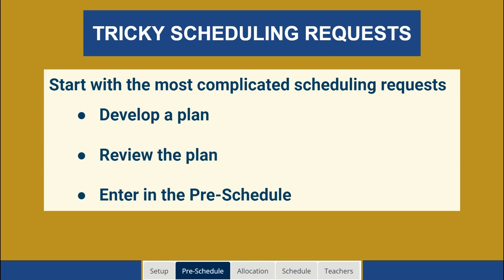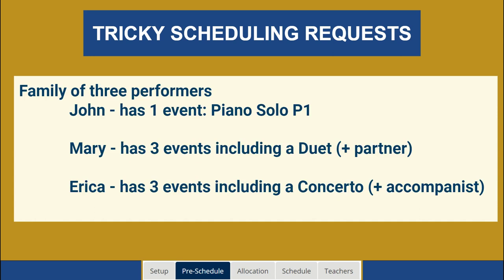For example, there's a family, 3 performers, who have a total of 7 performances, but they also have 2 extra considerations. John has 1 piano event. Mary has 3 events. One of those happens to be a duet, so I have to consider what the partner's requirements are as well. And Erica has 3 events, including a concerto, so I need to consider the needs of the accompanist. So there's actually 9 parts to this tricky scheduling request.